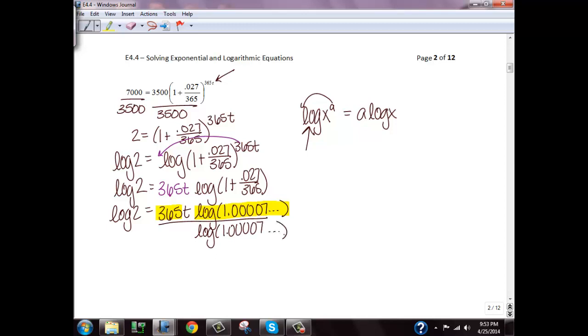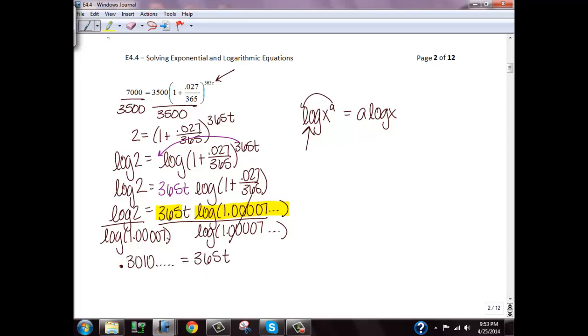Okay. So here's my first step. I'm going to divide off the log of that horrible number so we can stop typing it into our calculator. And then I'm going to go ahead and work this out. If I do log 2 divided by log of 1.000, all that mess, I should get something like 0.3010 and some more stuff is equal to 365t.